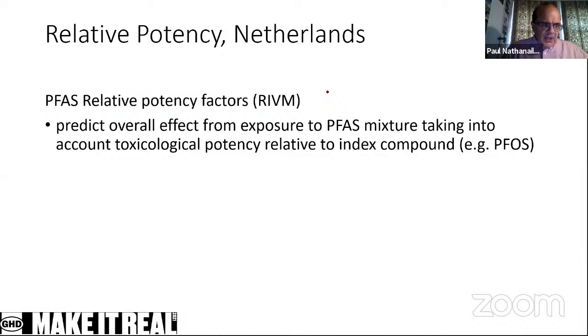Now, the problem with mixtures, and the inability to analyze for individual contaminants, means that we've got to come up with other ways of making a decision. And RIVM have been exploring an approach looking at relative potency factors, similar to those that we might be familiar with for polyaromatic hydrocarbons, dioxins, dioxin-like PCBs, where you predict the overall effect of exposure to a mixture by looking at potency relative to an index compound, in this case such as PFOS, whereas with PAHs, it might be with respect to benzo[a]pyrene.